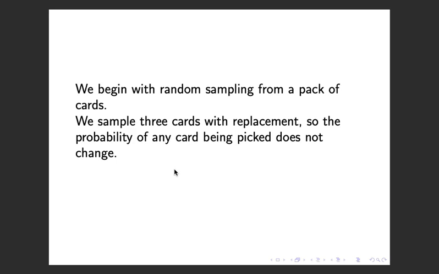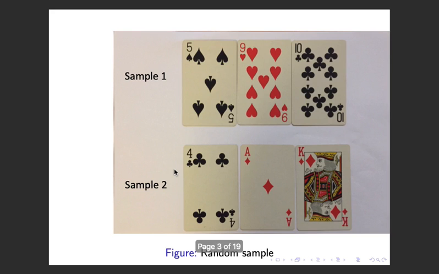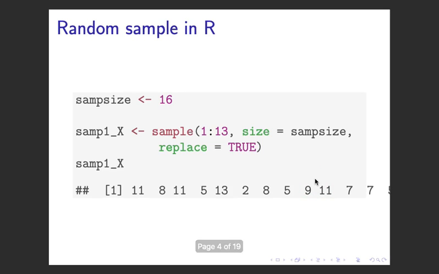We begin with random sampling from a pack of cards. We sample 3 cards with replacement, so the probability of any card being picked does not change. So this is sample 1, this is sample 2. Now can we do the same thing in R?